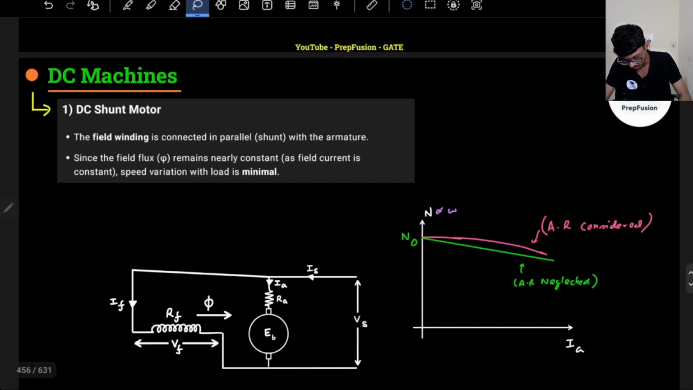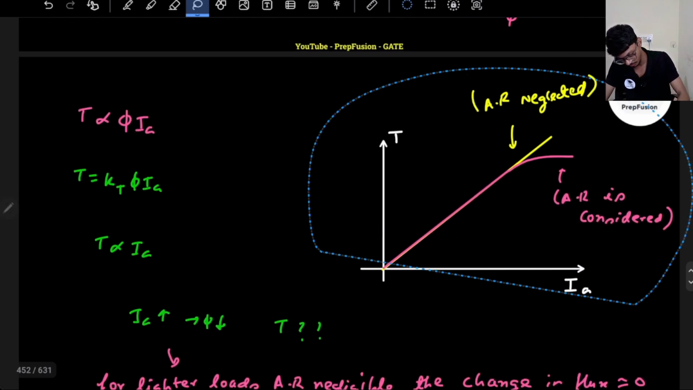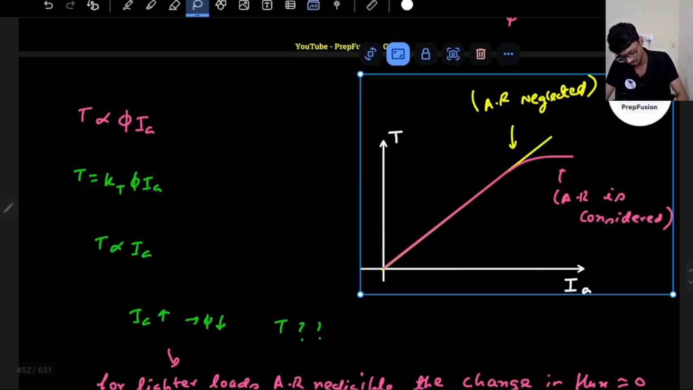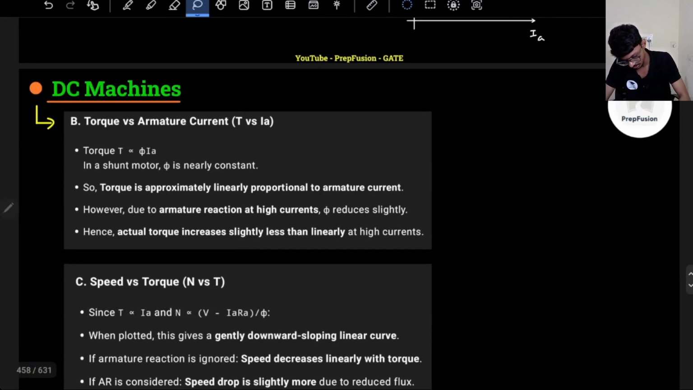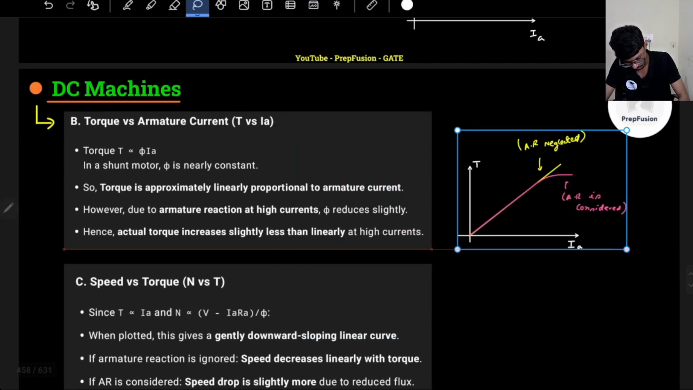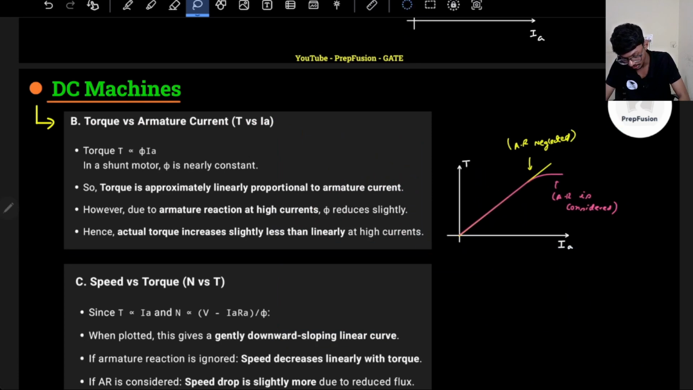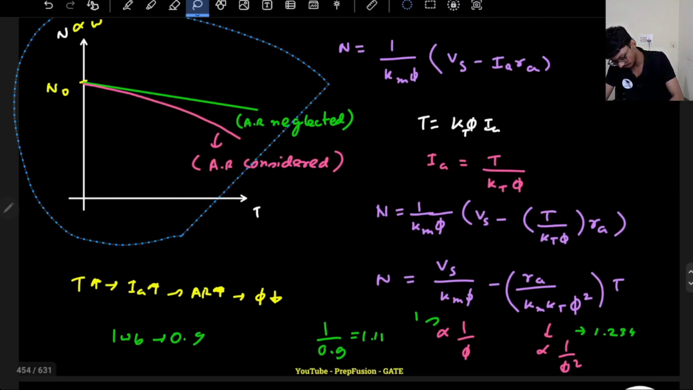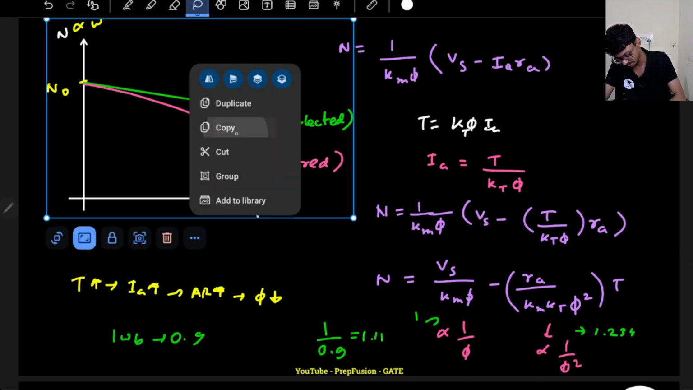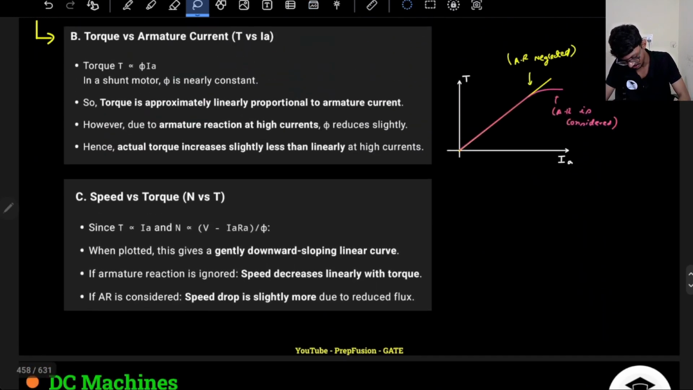Now torque speed and torque current we have also discussed, and what equations you need to follow. I will just copy and paste the graphs over here. Speed torque will be similar to torque load, but with armature reaction considered, it will lie lower. That is the important point: with armature reaction considered, the graph will be lower than with armature reaction neglected.